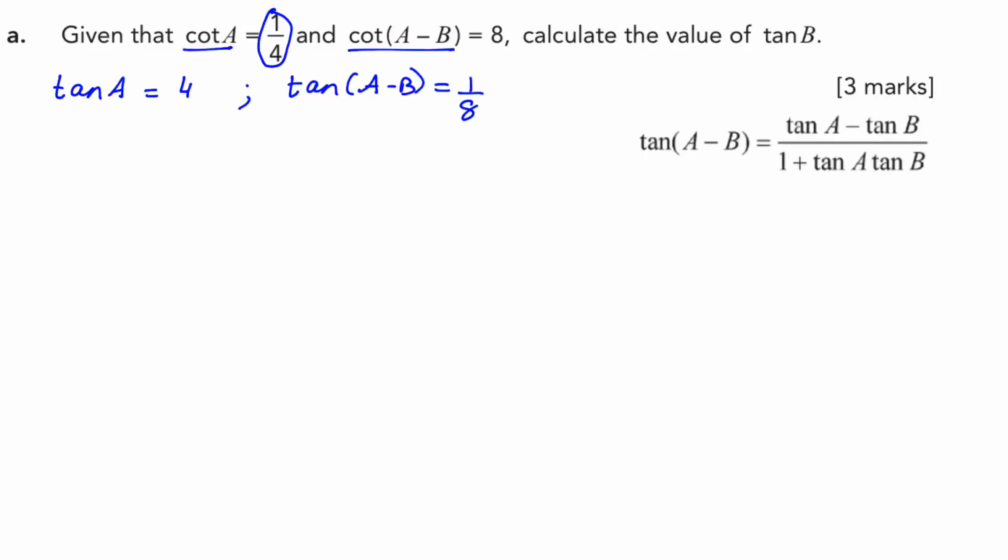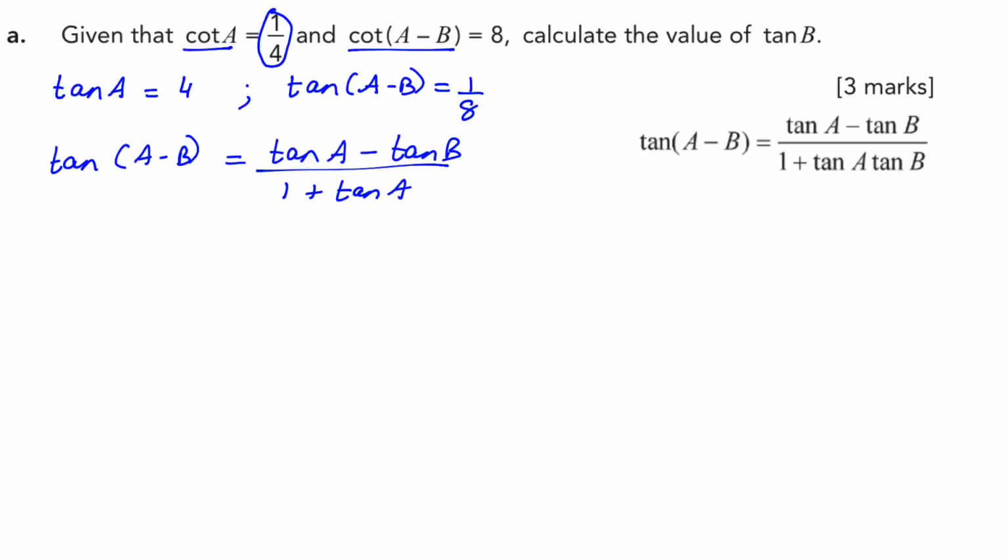So now writing down the formula, tan (A minus B) is equal to (tan A minus tan B) over (1 plus tan A tan B). We'll replace what has been given to us. Tan (A minus B) is 1 over 8. Tan A is 4. Tan B we don't know. 1 plus 4 tan B. Now we are going to cross multiply.